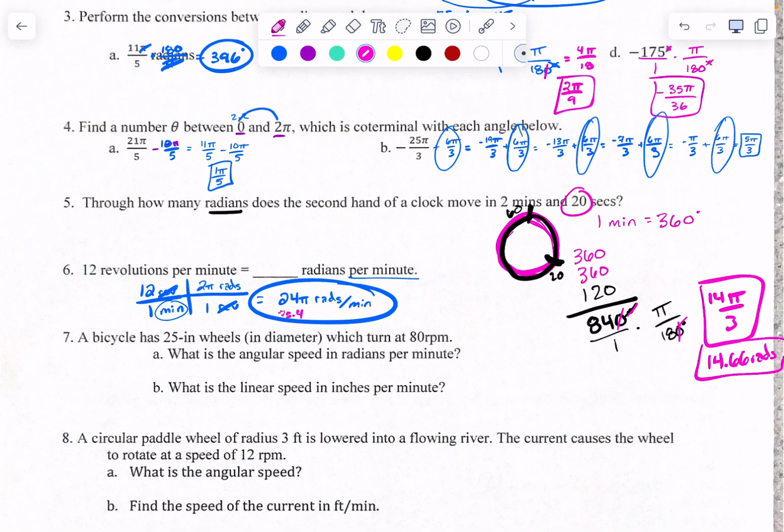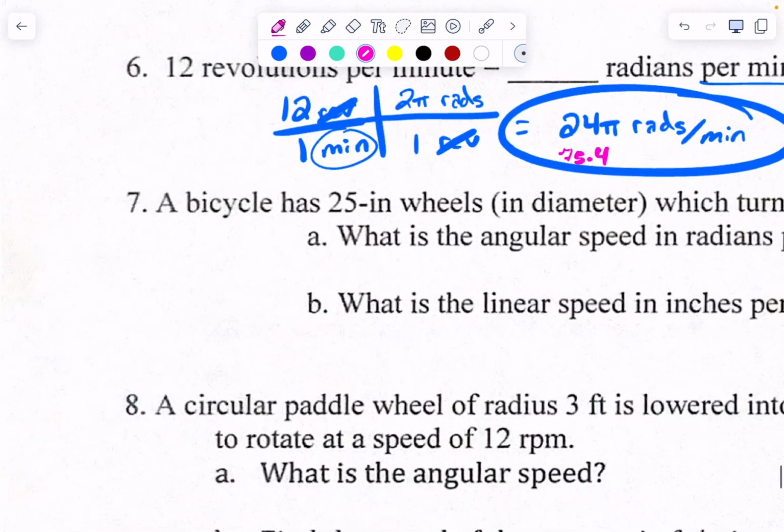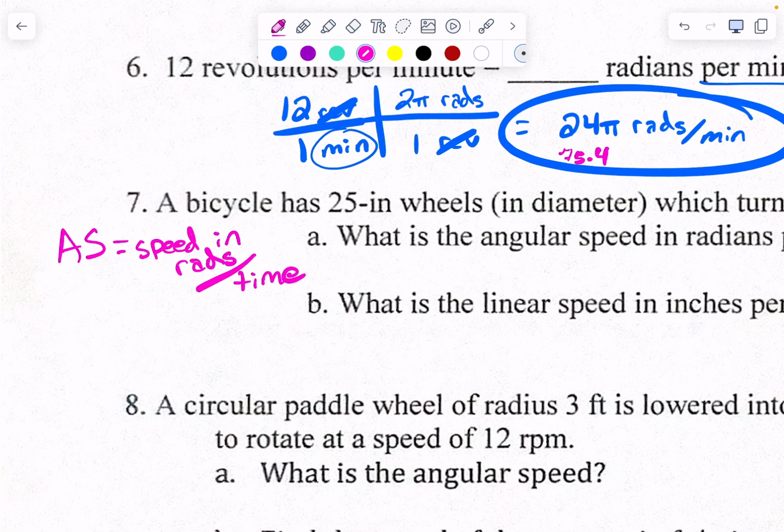All right. 7 and 8. Radians per minute. We're doing angular speed and linear speed. Okay? Write this down. Angular speed is equal to speed in radians per, I'm going to say time, because they will have to tell you the unit. So radians per second, or radians per minute, or radians per hour. I have no idea, right? That's what angular speed is. Linear speed, which is what we're doing in part B. Linear speed is equal to the angular speed times the radius.